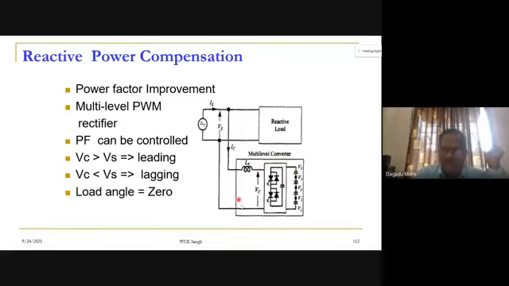So any question on this? Any doubt? Hello? So this is called a STATCOM. Okay. On the distribution side, it is called a DSTATCOM. So any questions? Am I audible?